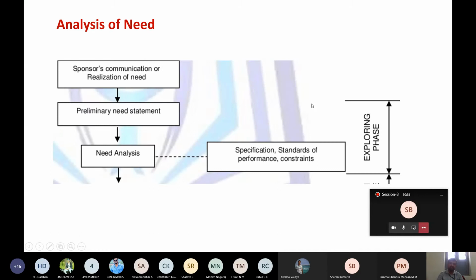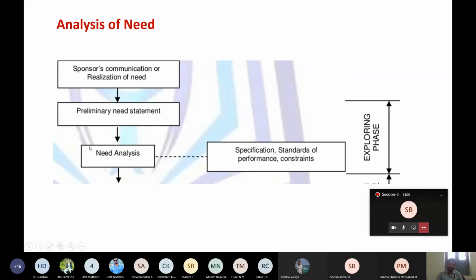Next, analysis of need. Okay, so in this unit we are discussing the exploring phase of the morphology of design. That is, till now we discussed realization of need and preliminary need statement. Next, in this topic we are discussing need analysis. Analysis of need is nothing but need analysis.